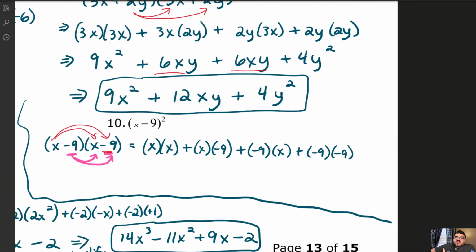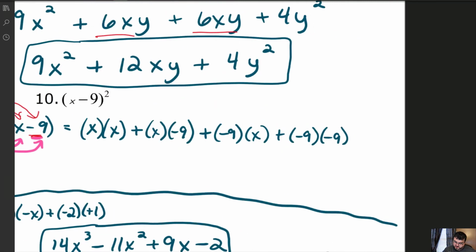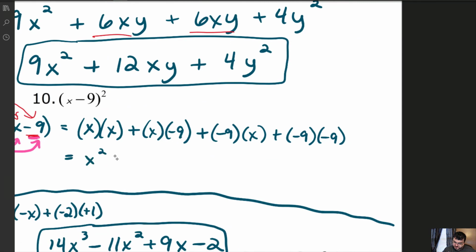Okay, and this is how you could write it out right here before you go ahead and multiply it out. So we end up getting x squared minus 9x minus 9x. Negative 9 and negative 9 make 81 positive. And then we finally get x squared minus 18x plus 81.